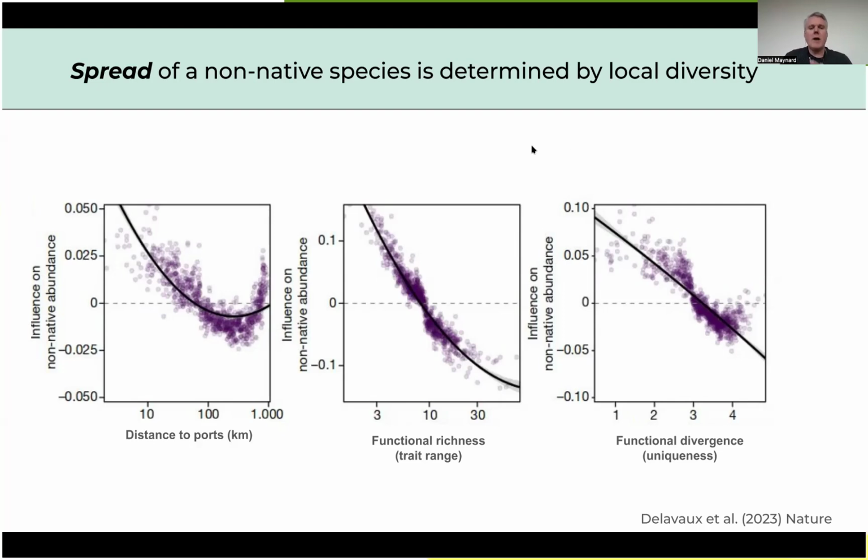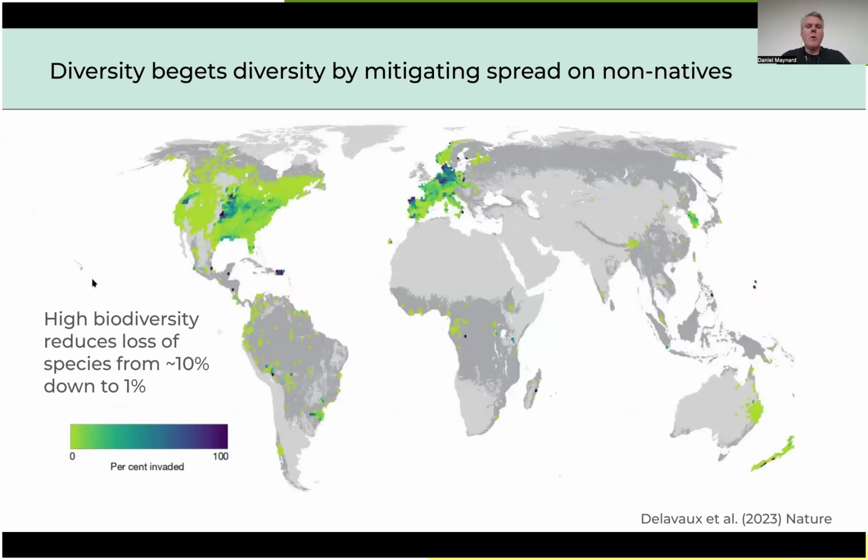And we really see it's driven by functional biodiversity, so how unique species are, and how many, sort of their overall trait range that they occupy, with human activity still playing an important role, but not playing a hugely significant role. When we look at what this means across the globe, we see that high biodiversity can reduce the loss of species from about 10% on average down to about 1%.